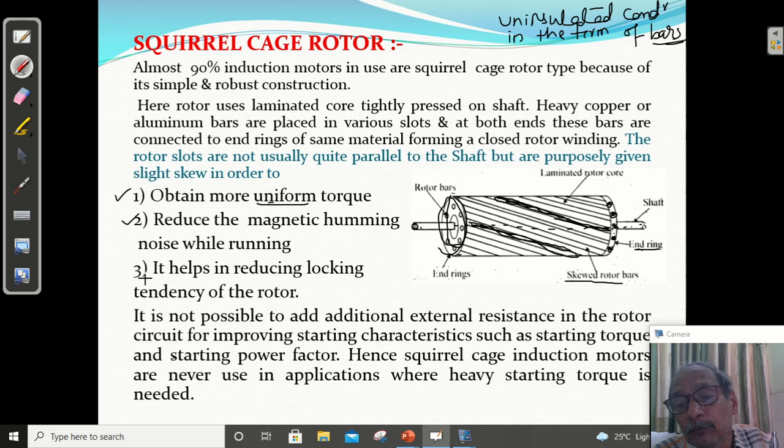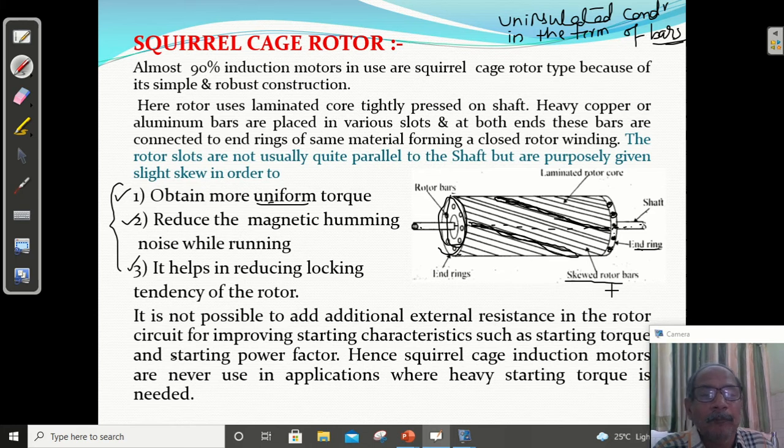The third advantage is very, very important. It helps in reducing the locking tendency. If the shaft axis and rotor axis are parallel, the locking tendency will be more. Clear? Because of locking tendency, when you give supply to the motor, the rotor fails to run. It will be locked. To avoid the locking tendency, to get uniform torque, and to reduce magnetic noise or hum sound, we are using skewed rotor bars.